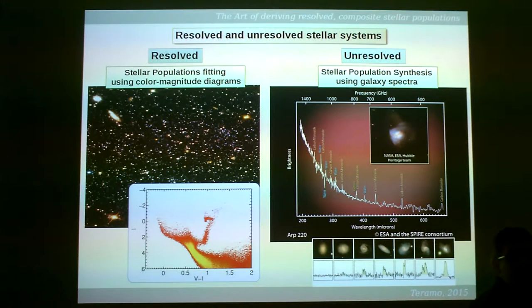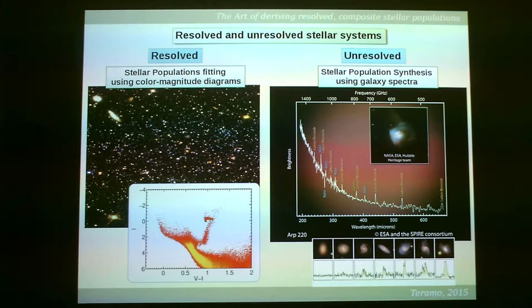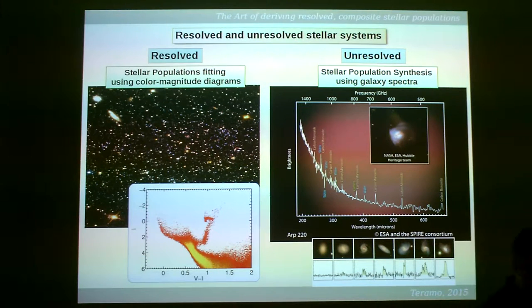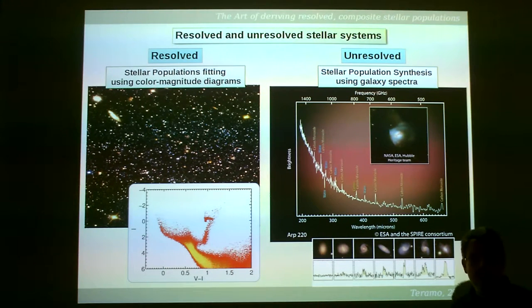So the technique to obtain the star formation history differs significantly if we use resolved or unresolved stellar systems. For resolved stellar systems, we use stellar population fitting using color magnitude diagrams. Meanwhile, for unresolved stellar systems, we use stellar population synthesis using spectra. So the difference is quite enough to give different, more or less precise results, and some of them have some advantages or disadvantages.